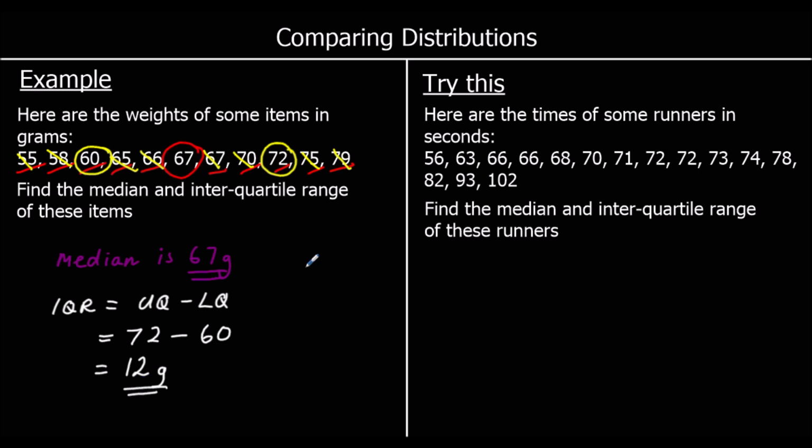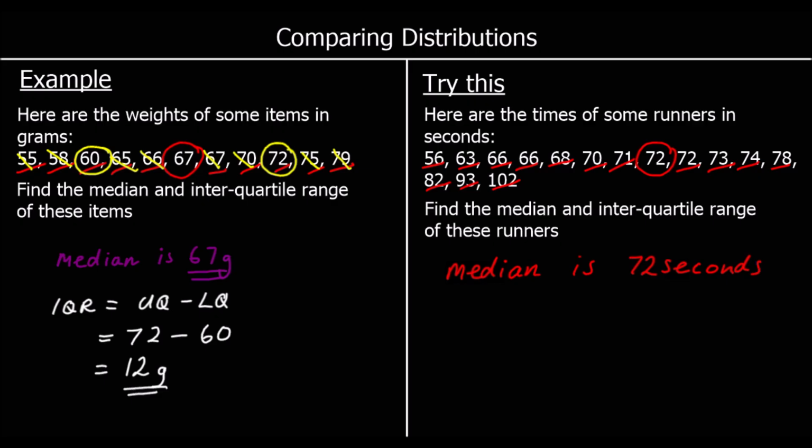Okay, one of these for you to try. Find the median and the interquartile range. So the median is the middle number. So we're going to find the middle number. They're already in order. So we just need to cross off from both sides. So 1, 2, 3, 4, 5. 1, 2, 3, 4, 5. Then 2 more on each side, and we're left with a middle number. So the median, this time in seconds, is 72 seconds.